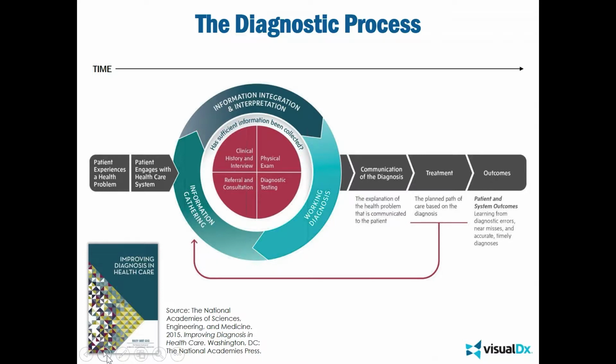What's really important about this diagram is that outcomes should be measured. So there isn't a great feedback loop right now in the system, and this diagram comes from a book called Improving Diagnosis in Healthcare, which is published from the National Academies of Sciences, Engineering, and Medicine. They really recommend that when there are diagnostic errors, they are increasingly captured and analyzed.